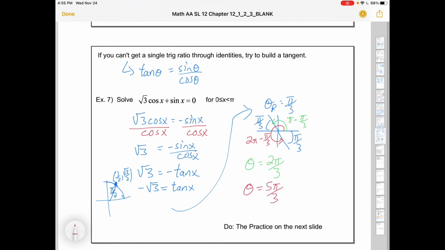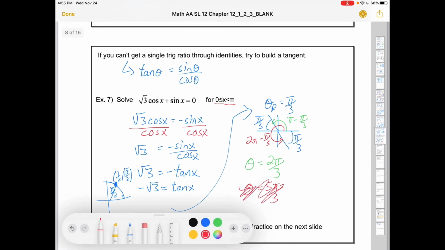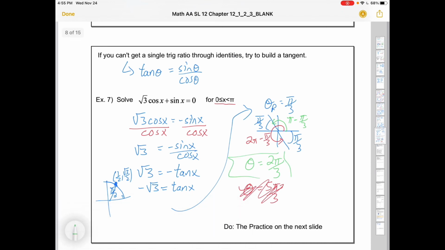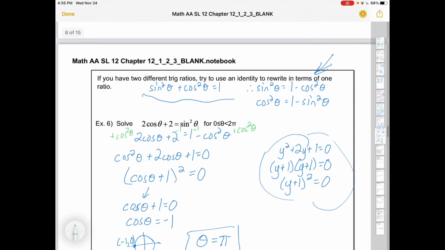Now if we're looking really carefully at this, we might notice that the domain's just from 0 to pi. So actually we don't need this answer. It's too far. The only one that we need in this case, because of the domain, is theta equals 2 pi over 3. So that's a couple of little tricks using those two identities that we know so far, that tan is sine over cosine, and that sine squared plus cos squared equals 1, to try and rewrite the equation in a more usable form.